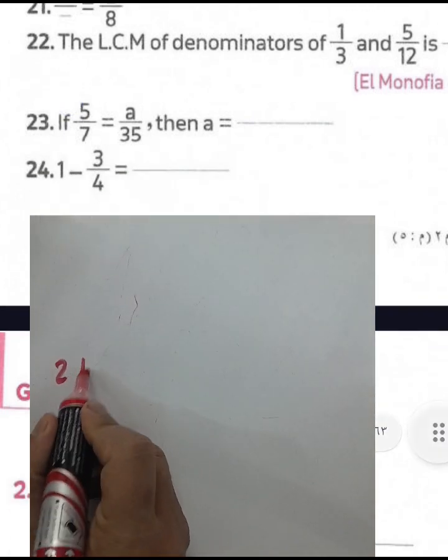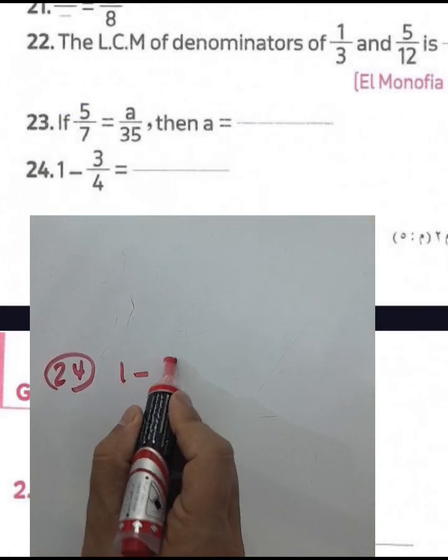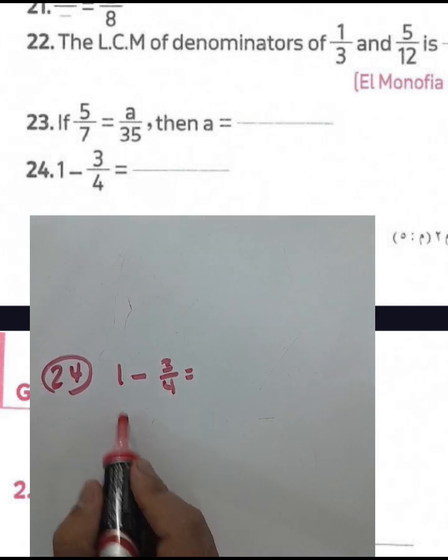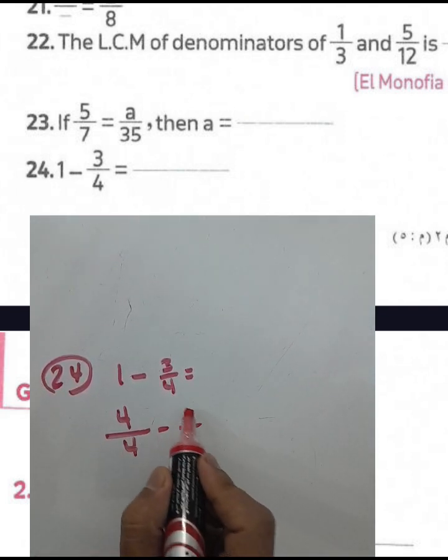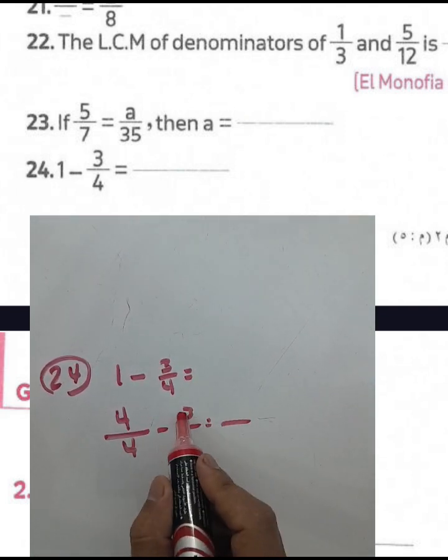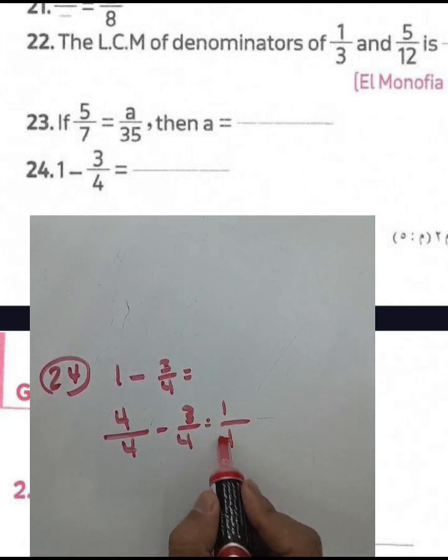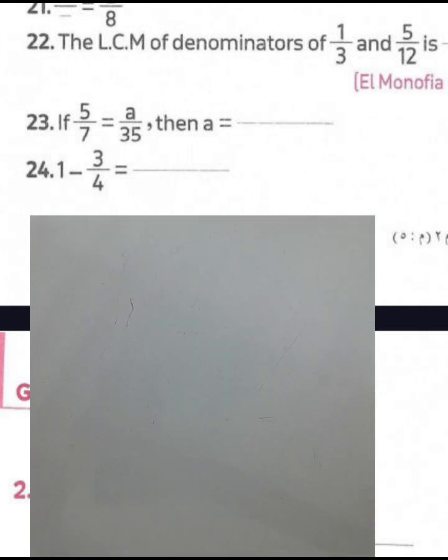Question 24. 1 subtract 3 over 4 equals. We can write 1 here, convert to 4 over 4, subtract 3 over 4. 4 minus 3 equals 1, write it in the numerator. The result will be 1 over 4.